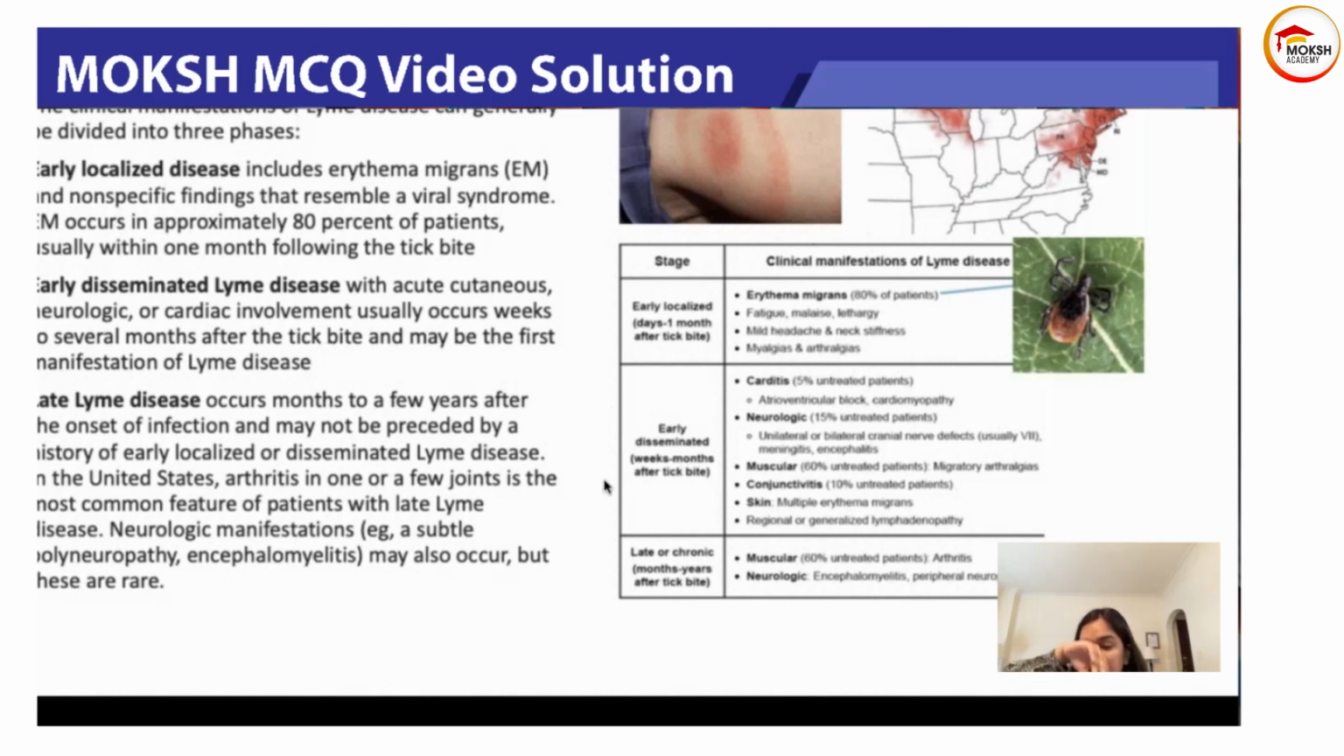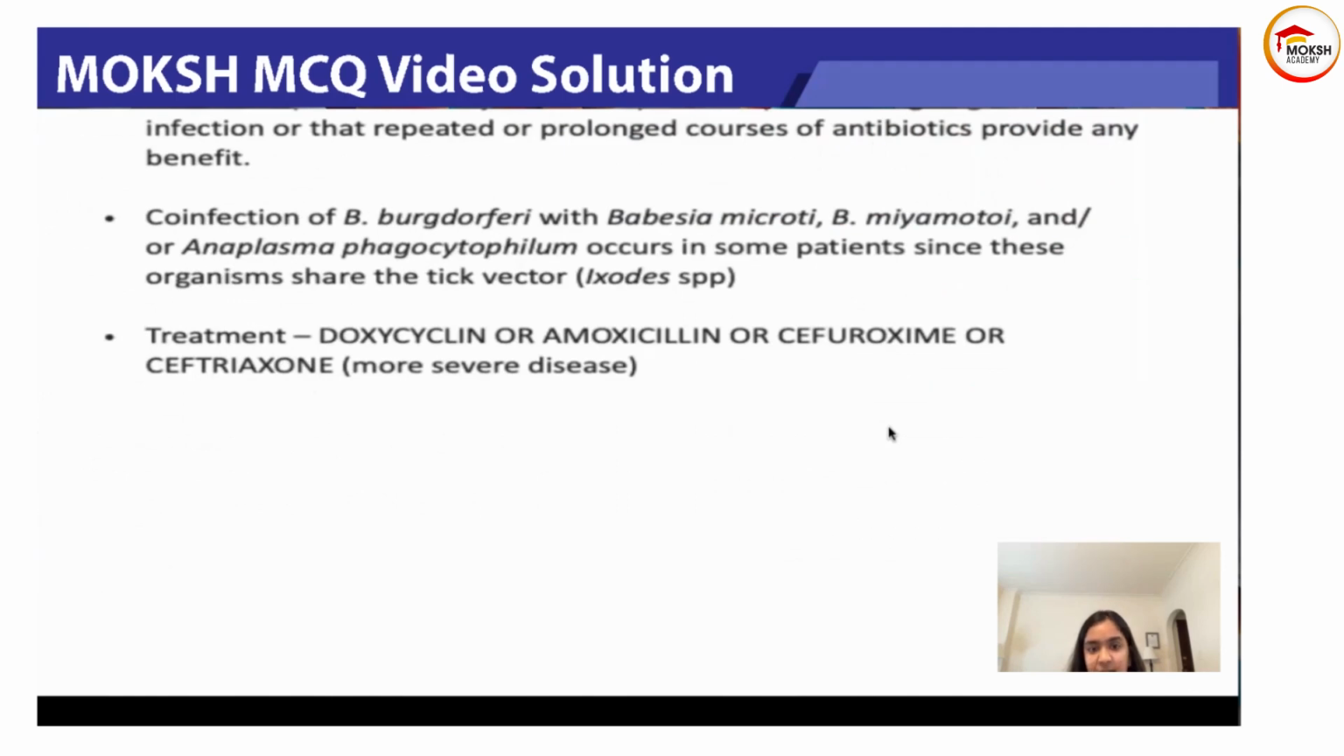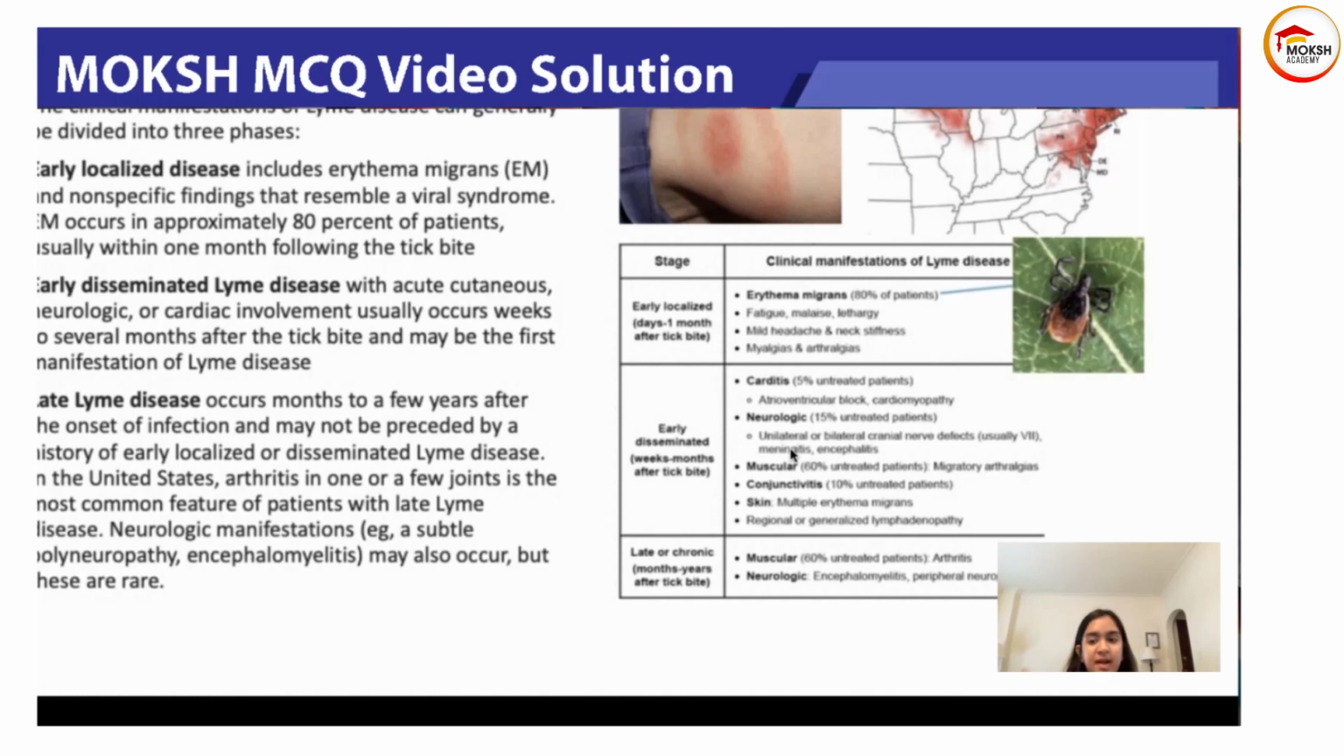Then in the early disseminated stage, there will be cardiac involvement with AV block and cardiomyopathy. Just remember the AV block, very high yield cardiac involvement for the early disseminated phase. Neurologic findings will be unilateral or bilateral cranial nerve deficits, usually cranial nerve 7, meningitis, encephalitis. I would recommend remembering bilateral facial nerve palsy. That is how they usually present it to you in your question stems. And if I'm not wrong, even First Aid mentions it as bilateral facial nerve palsy, and they've also given you a mnemonic there, which would be super helpful to remember.